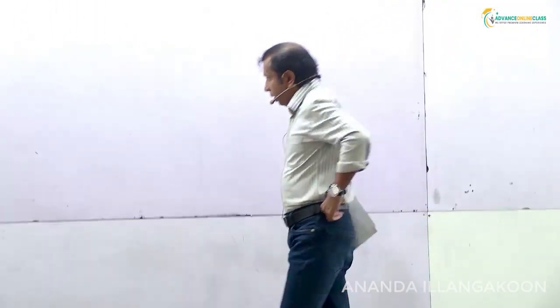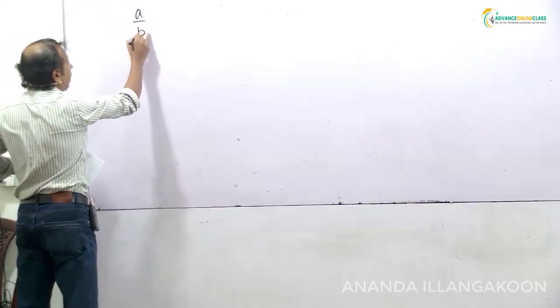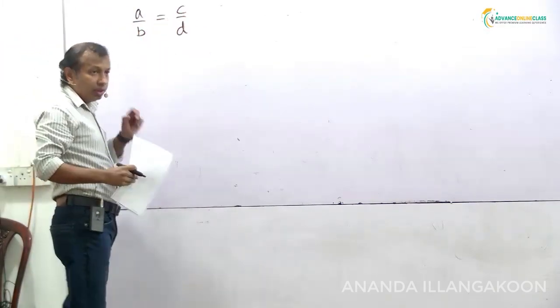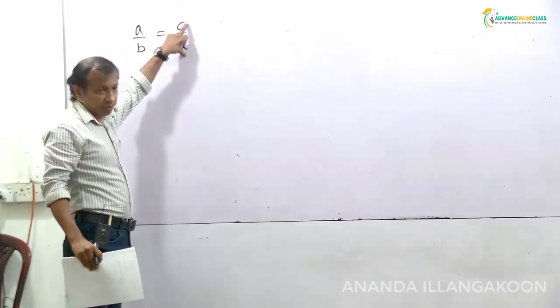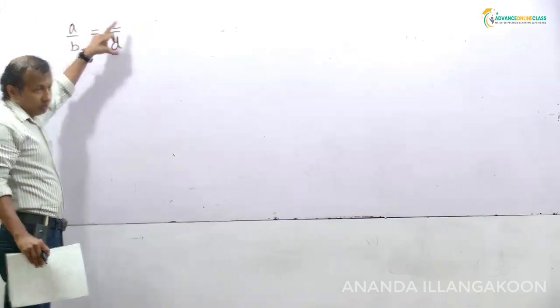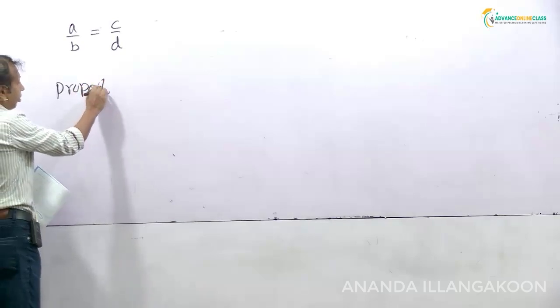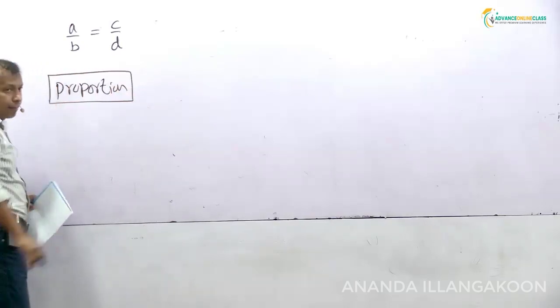Right. Okay. So last week on proportions, we defined a proportion as two equal fractions like this: A over B equals C over D. This is a fraction, and that fraction is equal to this fraction. They are two equal fractions, so this is called a proportion.